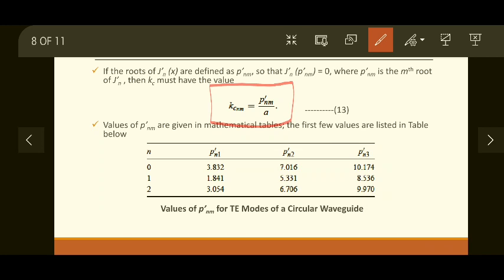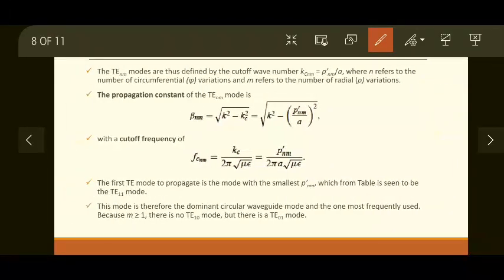Now these Bessel function values are already derived by the scientist named Bessel, so you don't have to find that out. Values of p'nm are given in mathematical tables. First few values are listed in the table below. So p'n1, p'n2, p'n3 for different values of n are given. Okay, so values of p'nm for TE modes of circular waveguide are already given. Use them to find your solutions. Okay, so this is the way in which you can find out wave number for cutoff frequency, that is kcnm.